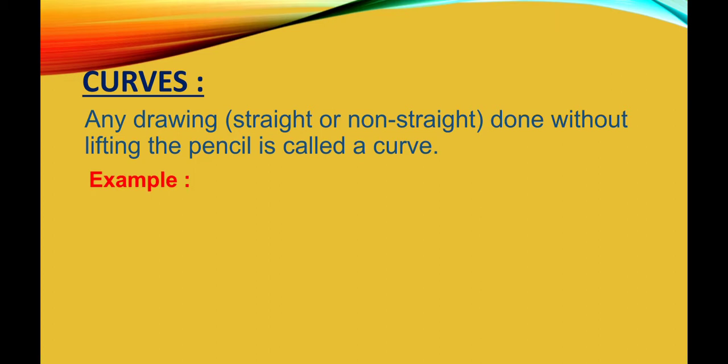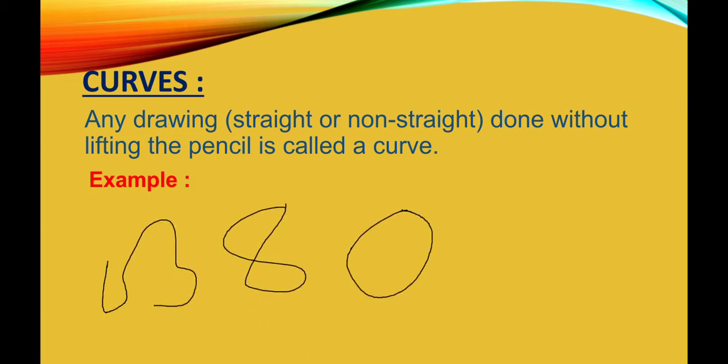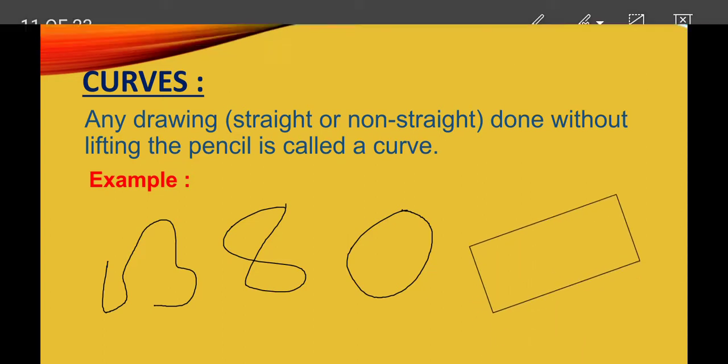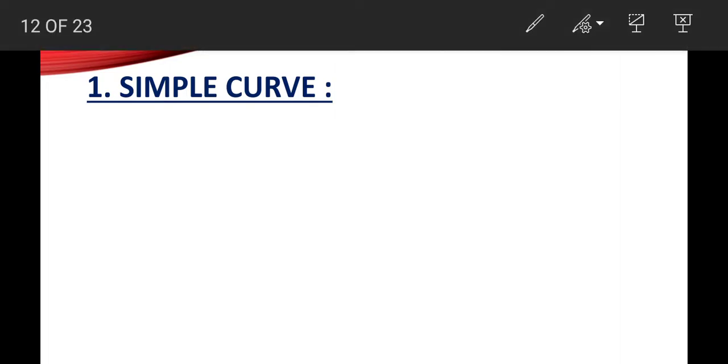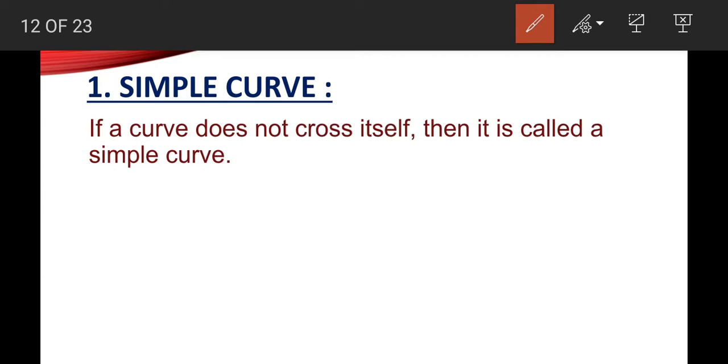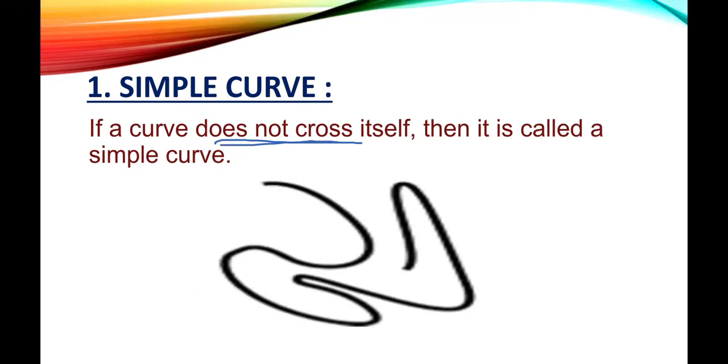Look at this one. Here are some examples. All these are examples of curves. Now come to types of curves. First one is simple curve. If a curve does not cross itself, then it is a simple curve. Any curve that does not cross itself, that type of curve is known as a simple curve.